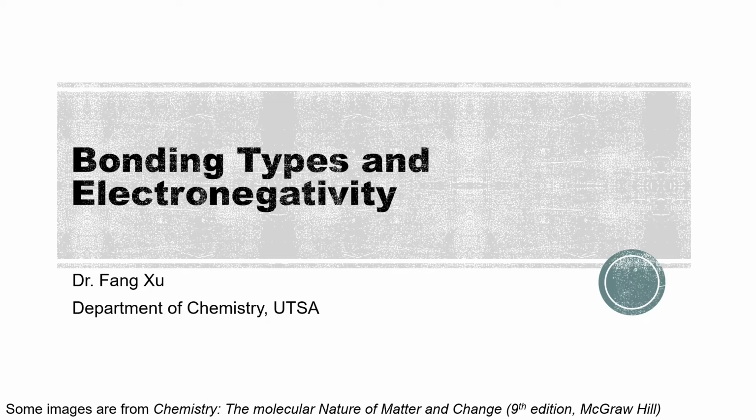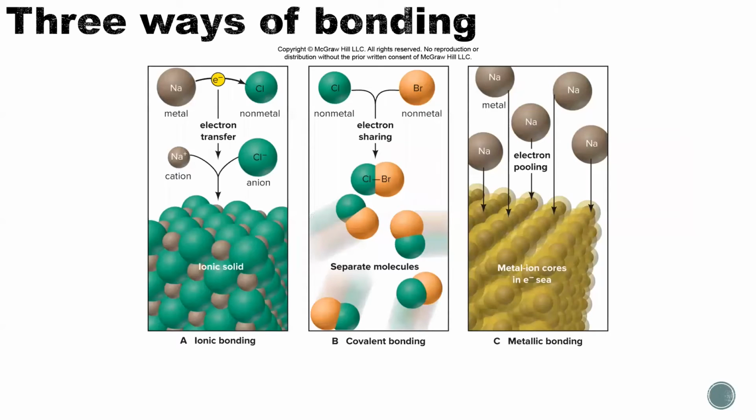Now we are moving on to Chapter 9, which discusses all types of chemical bonds and their energy. So let's start to talk about the bonding types and electronegativity. In the General Chemistry 1 course, we say there are three ways of bonding, or three types of bonding.